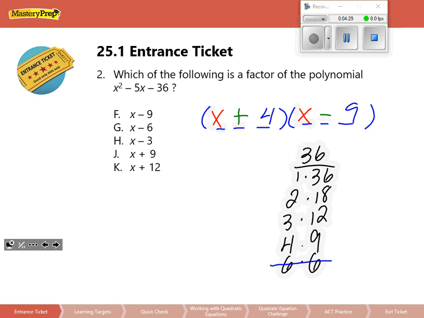We can try 4 and 9. And our check was to do the outer and inner. X times -9 would be -9x. 4 times x would be plus 4x, which gives us -5x. Is that what we wanted? So our factors are either x plus 4 or x minus 9. X plus 4 doesn't show up, but x minus 9 does.